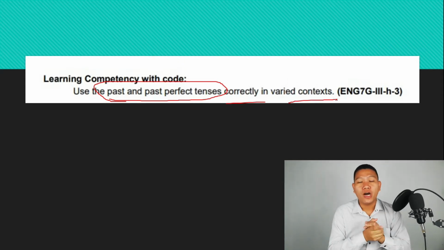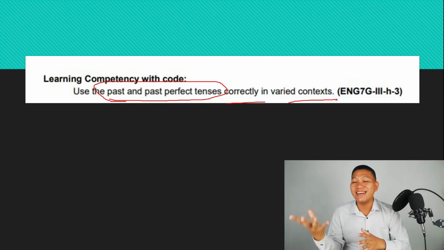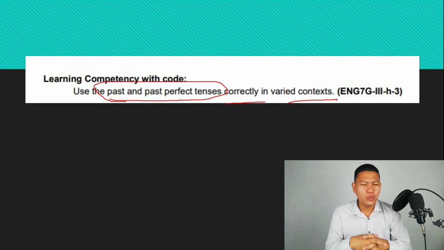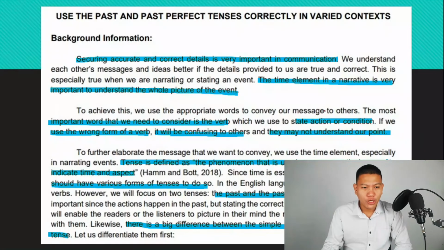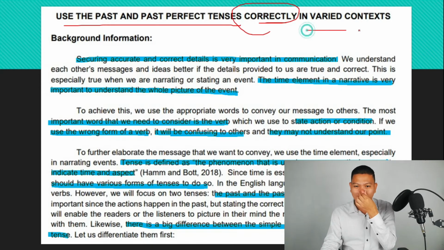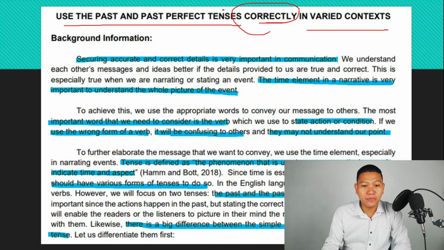Remember last time when we talked about active and passive voice, I was already able to introduce to you or to help you recall the different tenses of verbs. So somehow you have already an idea and somehow you were already reviewed. And most likely I am expecting that you will perhaps take this lesson lightly. I hope so. So our lesson is about using past and past perfect tenses correctly in varied contexts. So keywords, past and perfect tenses.